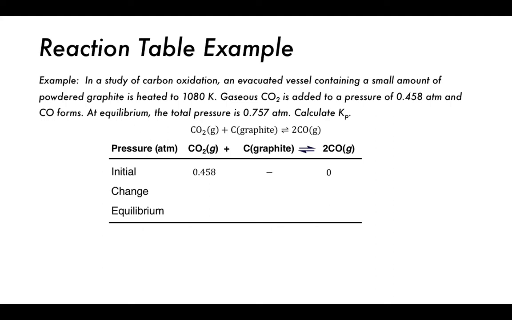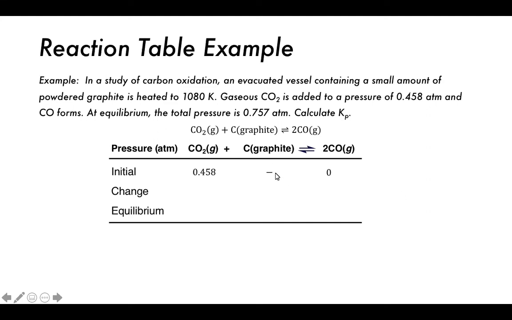So here is our reaction table. We have pressure. Here we have initial, change, and equilibrium, which we need. We have our balanced equation along the top. Then we have our equilibrium values here. We have the initial values. So we have initially 0.458 atmospheres of carbon dioxide, and we have no carbon monoxide.